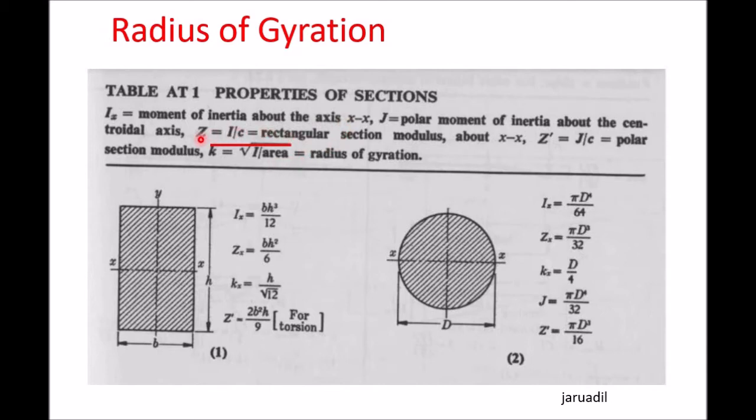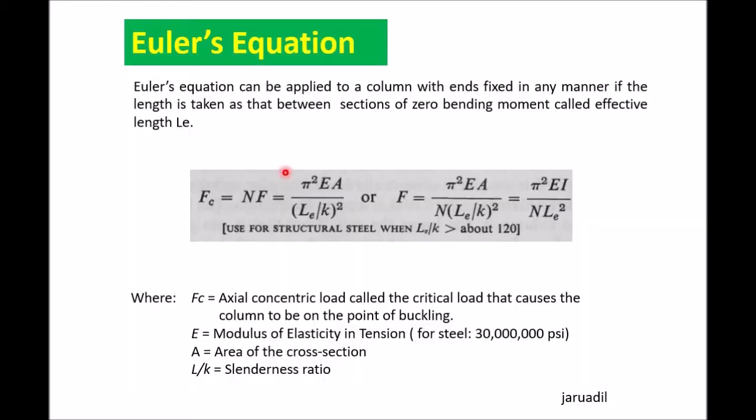So here, pwede mo rin siyang gamitin ito para makuha mo yung radius of gyration. Euler's equation can be applied to a column with ends fixed in any manner if the length is taken as that between sections of zero bending moment called effective length LE. So yung original equation Euler, makikita nyo wala siya ditong E, di ba? Pi squared EA divided by L over K squared. But this one, meron tayong itong LE kasi ang gagamitin natin ay equivalent length na sinasabi.